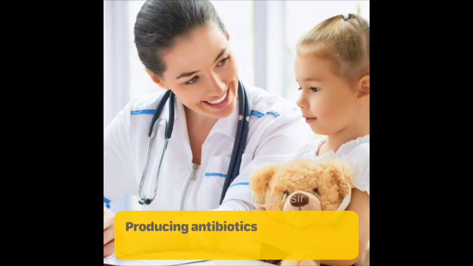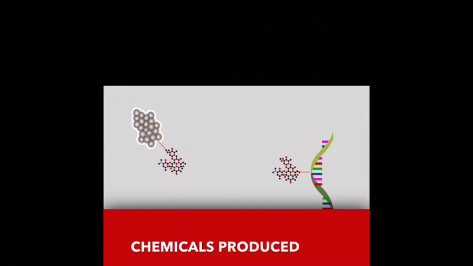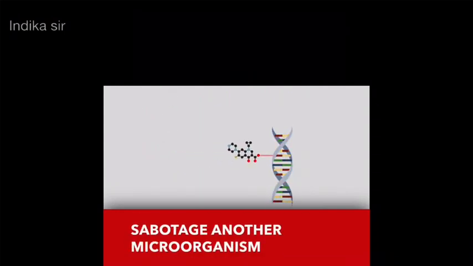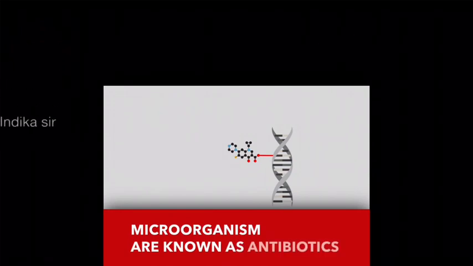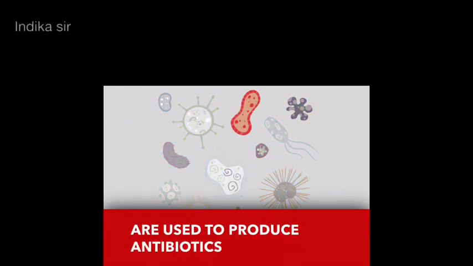Producing antibiotics, producing vaccines, producing antitoxins. Chemicals produced in the body of a microbe to destroy or sabotage another microorganism are known as antibiotics. Fungi and bacteria are used to produce antibiotics.